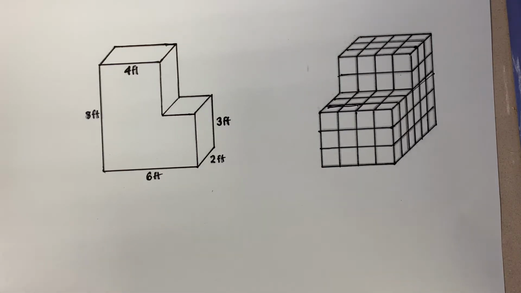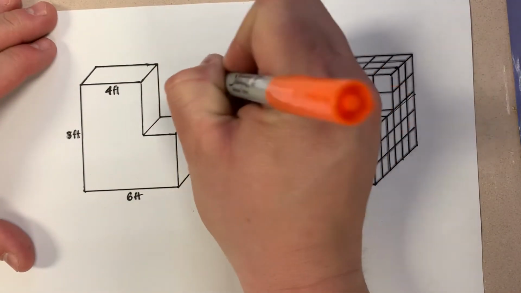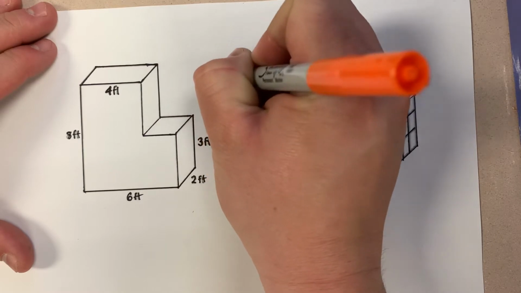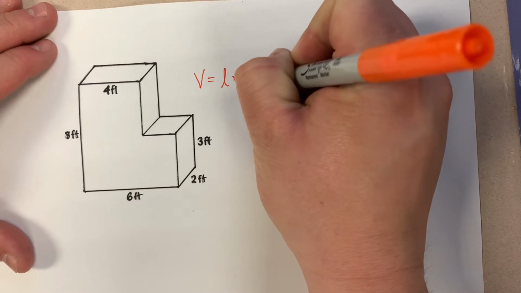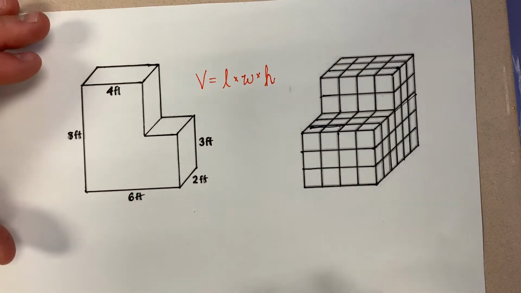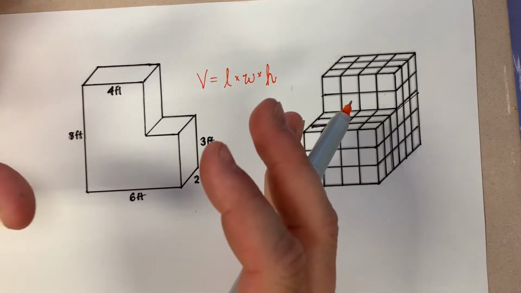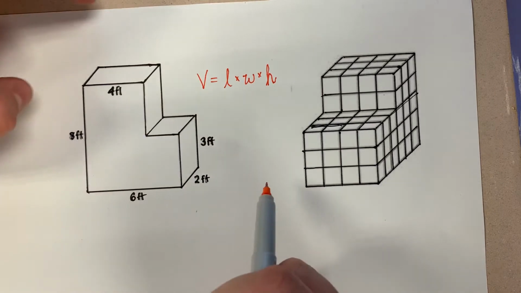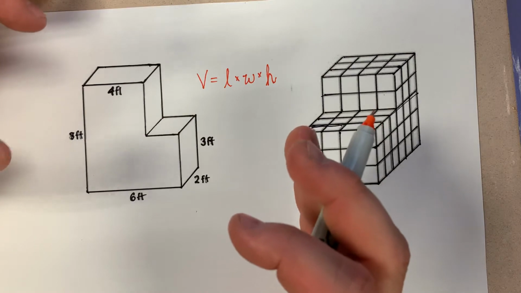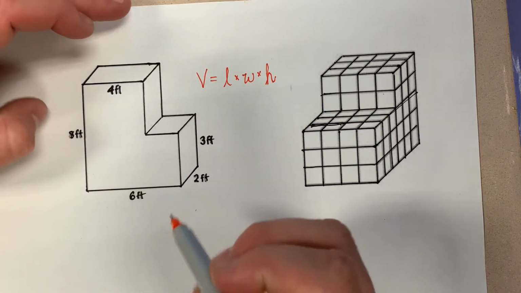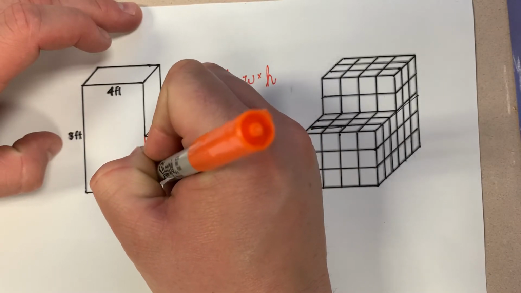Now, as a review, the formula for volume is length times width times height. Okay, so let's look at this particular one. There's a couple of ways that we can go about this to figure out volume. The easiest way is to cut this and split this shape, split this 3D object. So what I'm going to do is I'm going to split it right here.